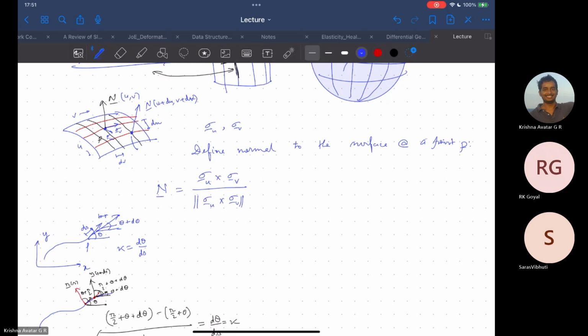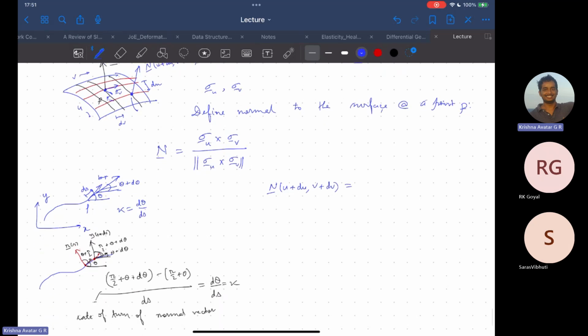So u plus du, v plus dv is equal to, let's do some Taylor series expansion. I hope it makes sense. Maybe just as of now, let's keep it like that. This is just to suggest that at sigma vector of u plus du, v plus dv, the normal vector is n vector of u plus du, v plus dv. And likewise for sigma vector of u comma v, the normal vector is n of u comma v.